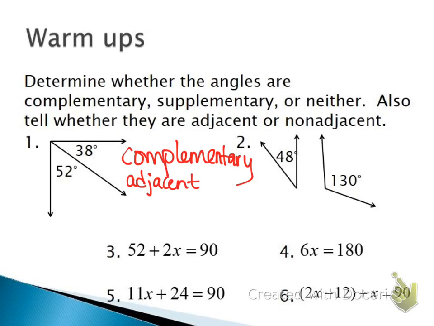All right, somebody else. Number two. Complementary, supplementary, or neither? Cade? Neither. They do not add up to 90 or 180. So there's nothing special about what they add up to. Somebody else raise their hand to tell me if they are adjacent or non-adjacent. Honesty? They are non-adjacent. They do not share a side or a vertex.